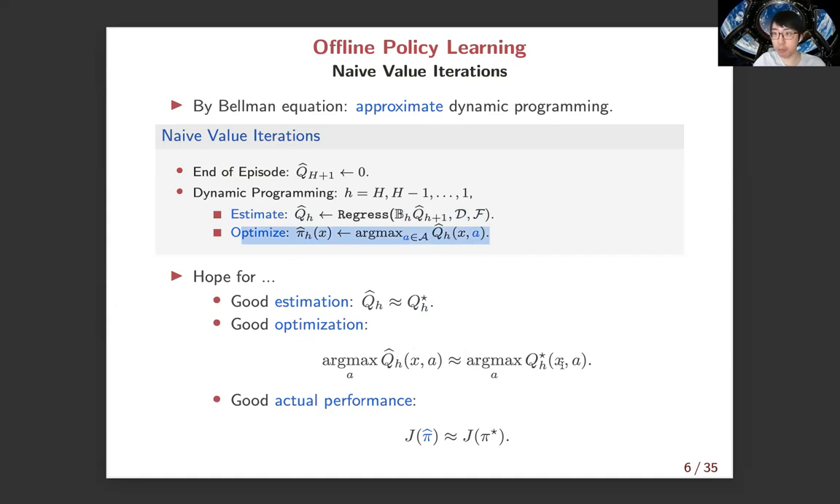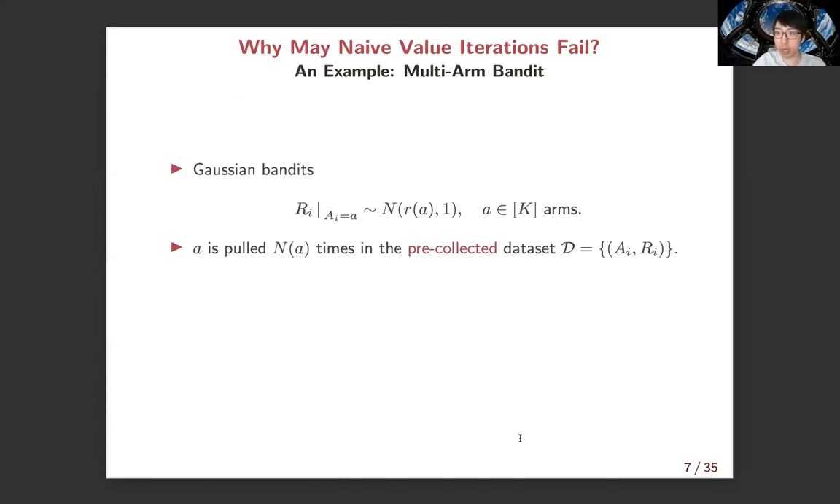This should be easy when we have finite actions. So we kind of abstract away the difficulty of this step. It will become difficult when we have a continuous action though. And then combining those two, we hope to get a good actual performance, meaning that our expected total reward for this estimated policy will be very close to the expected total reward of the optimum policy pi star. Okay, so that's the underlying philosophy for designing this algorithm. But in reality, this type of algorithm often fails, even in the single stage setting where we have a multi-arm bandit example.